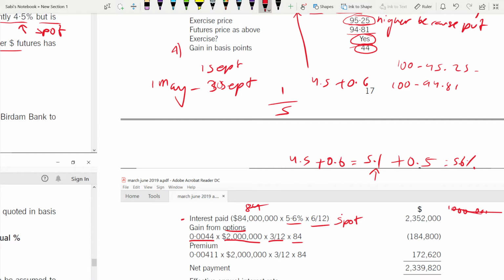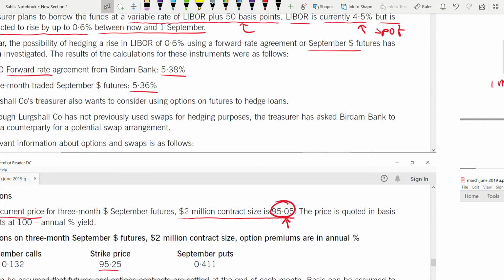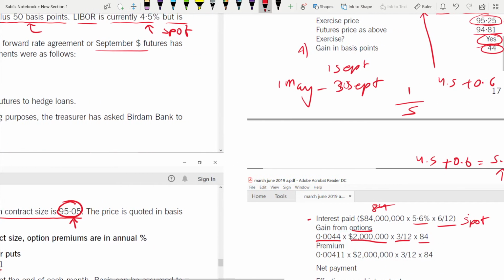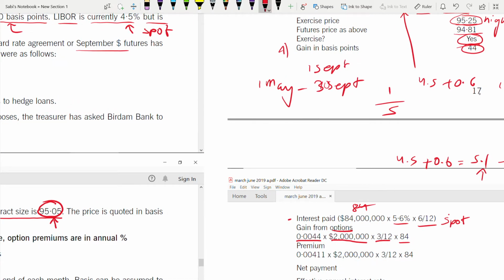Next, coming to the premium, even premium. If you see the premium, the table here, it is this one. So 0.411 divided by 100, it will be this, and into 2 million because of the contract size, into 3 over 12, again into 84 million.